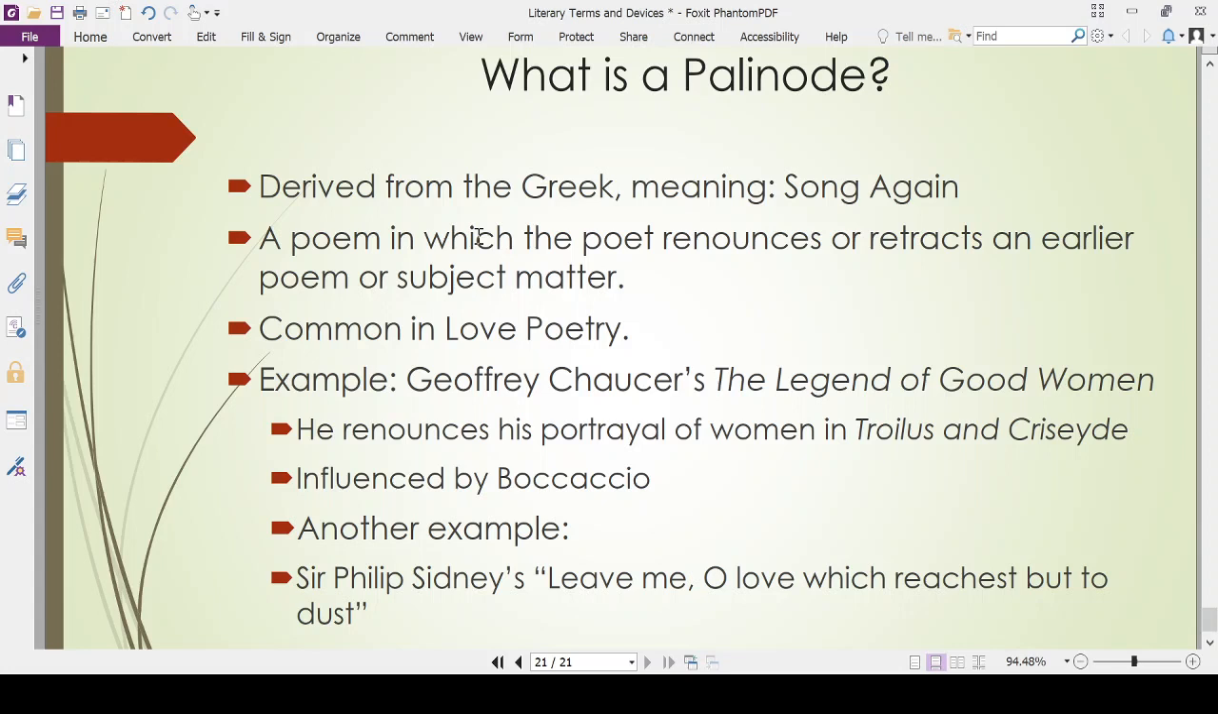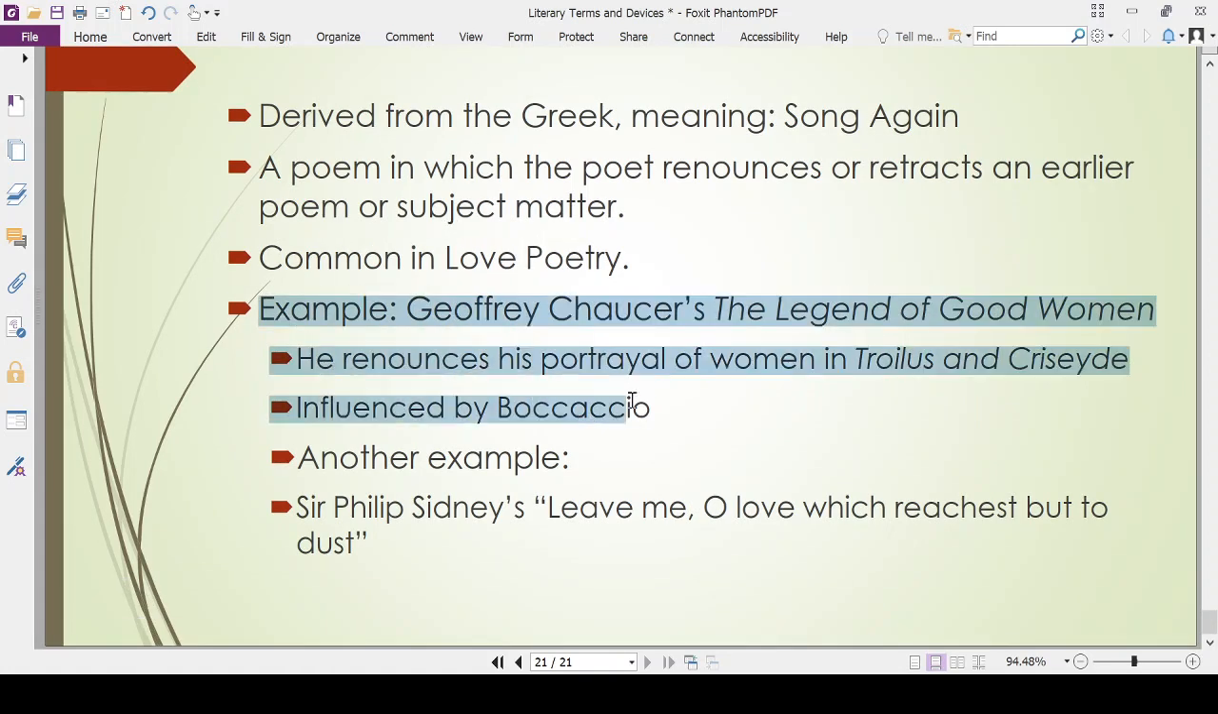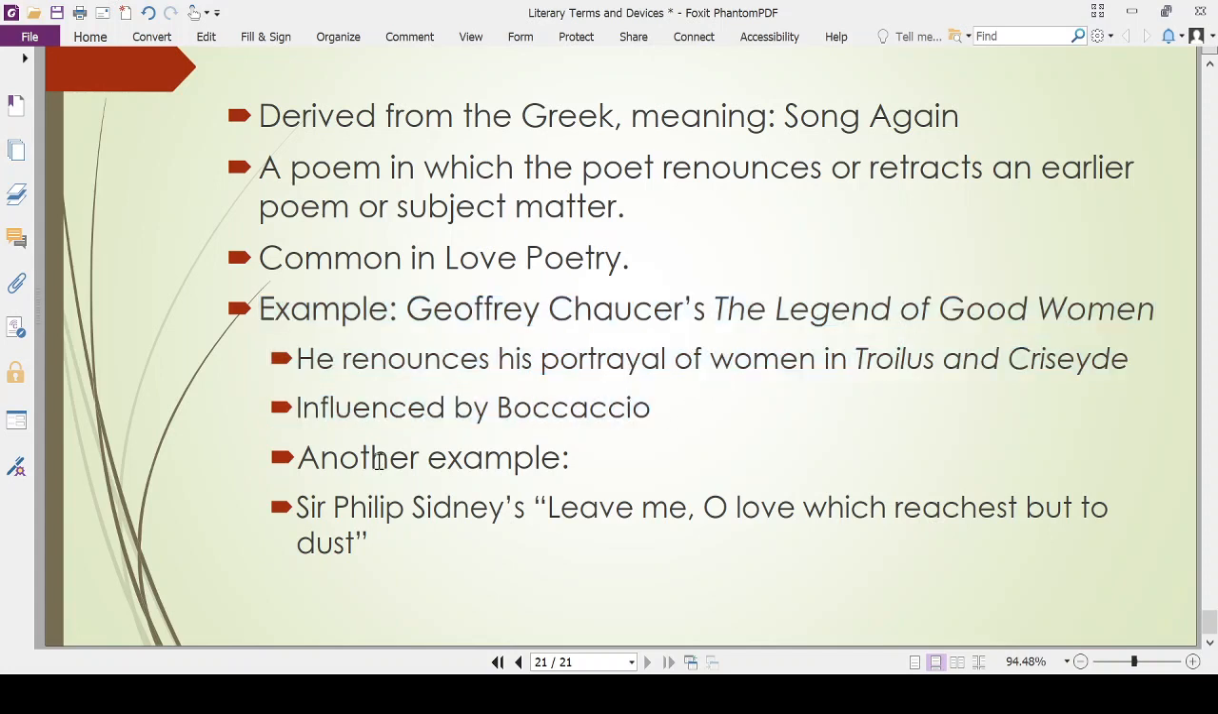Fortunately for them, there is a way to make up for your mistake. And the way to make up for your mistake is to write another poem called a palinode, in which you confess that you were mistaken in the previous poem and you want to retract whatever you have said. There are so many different examples in English. I'm going to talk about Geoffrey Chaucer here for you in greater detail, but just another example for you to know is Sir Philip Sidney's Leave Me, O Love, which reaches but to dust, in which Sidney says that I am no longer interested in sexual attractions and earthly love. And from now on, I'm going to talk about heavenly love. So that is a palinode.